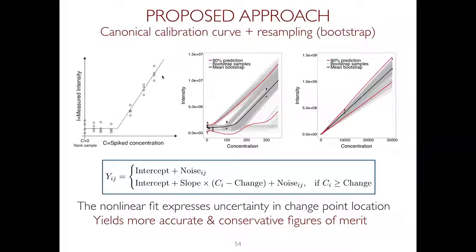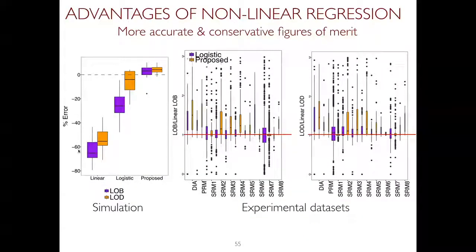So essentially, if you fit a straight line, it looks like this. The slope is smaller, and therefore the figures of merit are more optimistic. And so in simulation, we found that it can be too optimistic by as much as 60% compared to the true values. And our values are a little bit too conservative, but just a little bit. So here is the percentage of error, and the linear models for limit of blank and limit of detection can give as much as 60% of error on the optimistic side.